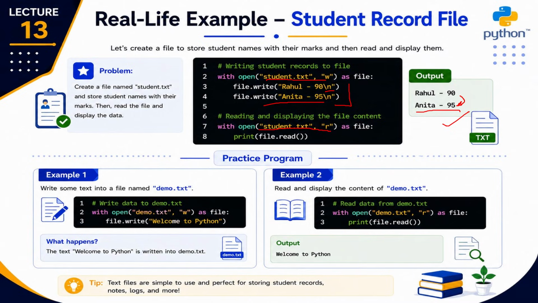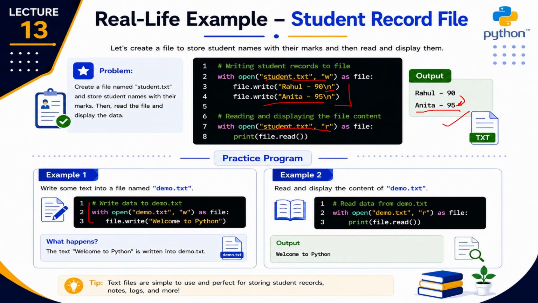Now let's practice a small program. The task is to write some text into a file named demo.txt. We can do this using with open, as you can see here. That's right. When this code runs, Python creates demo.txt if it does not already exist and writes "Welcome to Python" into it.